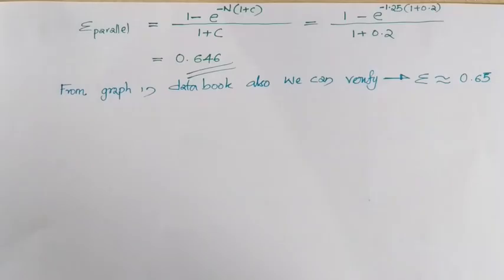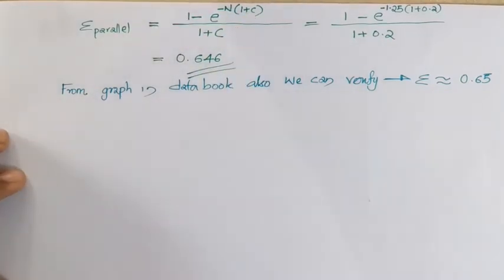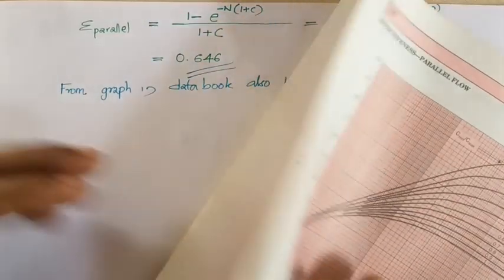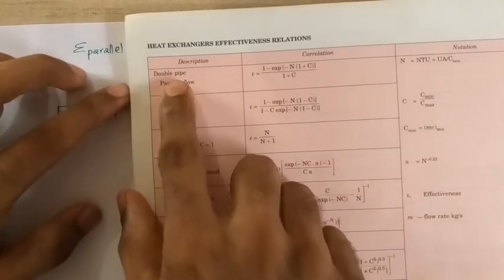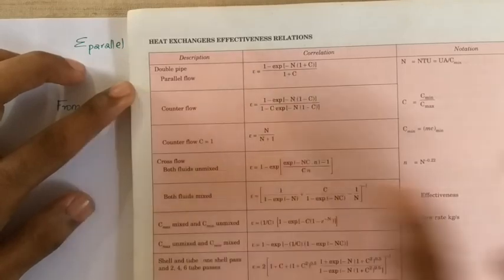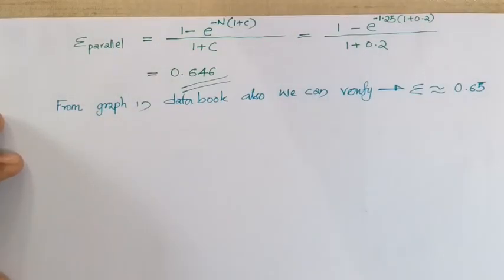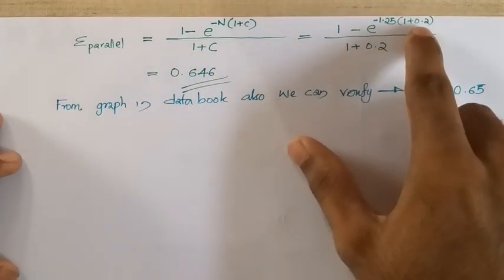If you substitute the values, you will be getting the NTU value as 1.25. With this value of NTU and C, I can apply the equation for a parallel flow heat exchanger, which you can observe from the data book. The equation is given for a parallel flow heat exchanger. The effectiveness is given as 1 minus e raised to minus N into 1 plus C, divided by 1 plus C. I will be applying this equation, where this N is NTU 1.25 and C is the ratio of C min by C max, which is 0.2.